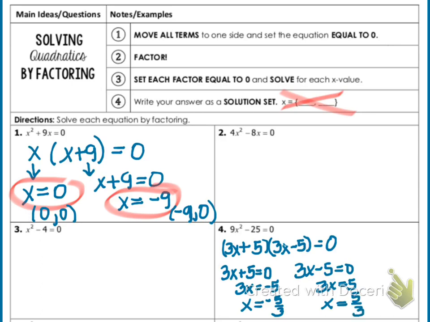Now you may remember in the last lesson we said if you don't have a middle term, a b term in other words, that means the graph will always be symmetric about the y-axis, so your zeros, or your solutions, will always be opposites of each other, and we confirm that here. Another way to write that is the ordered pairs 5/3 comma 0 and negative 5/3 comma 0.